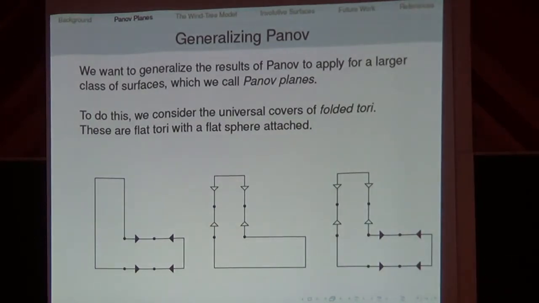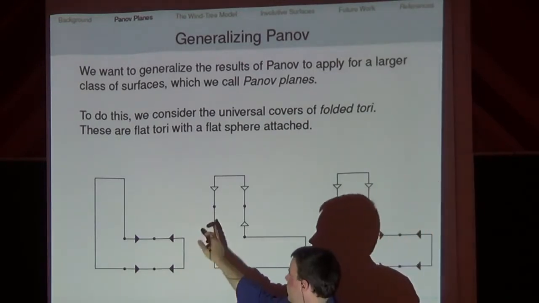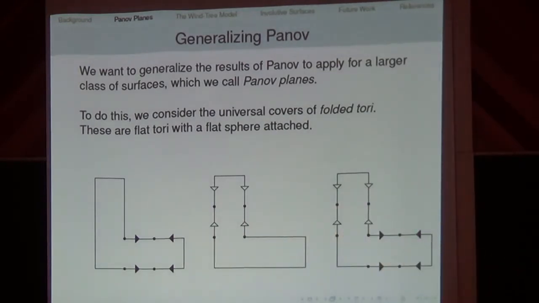So to generalize Panov, I'm going to consider folded tori where I fold an L. The reason I want to fold an L is because I want to relate these to the regular translation L's that people know a lot about. So I'm going to take this L-shaped polygon and I'm going to fold one or both of the legs of this L. Now the other sides are identified by translation like normal.